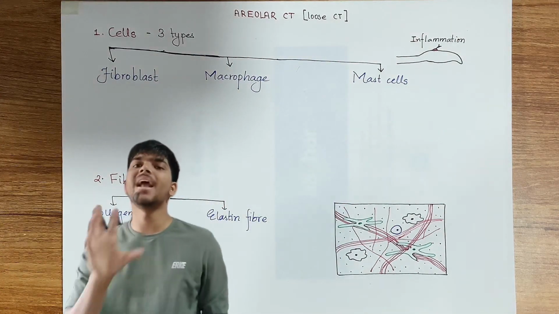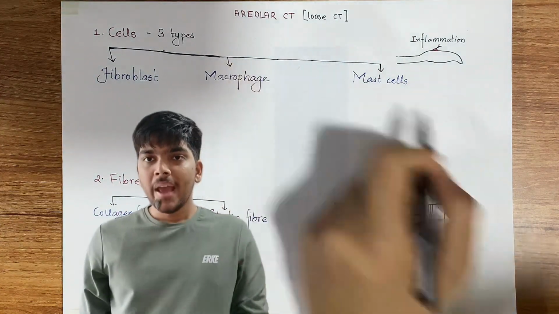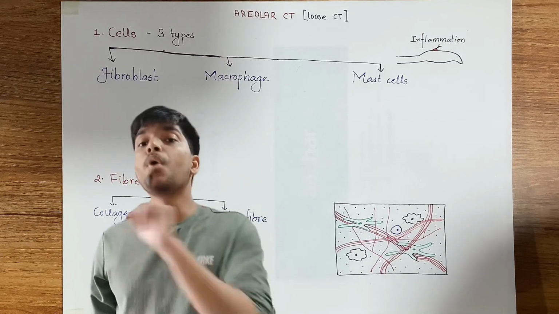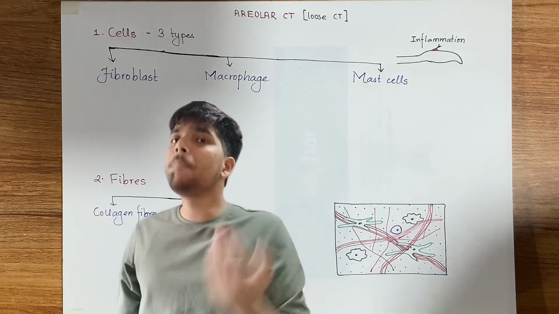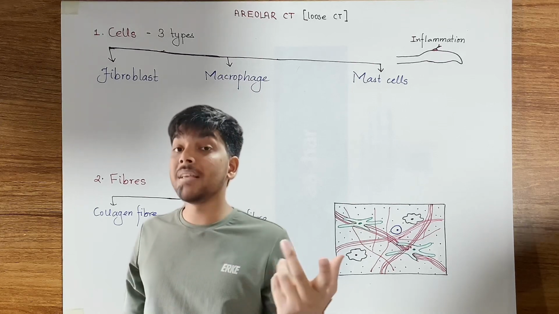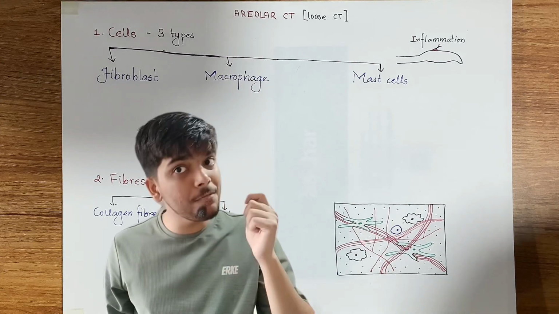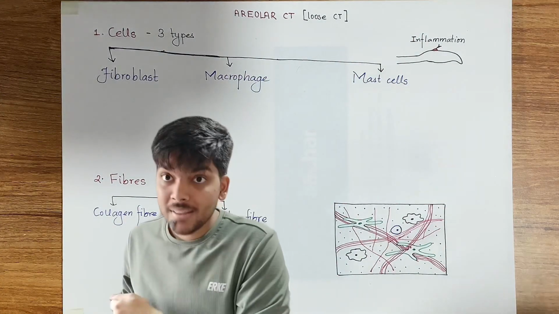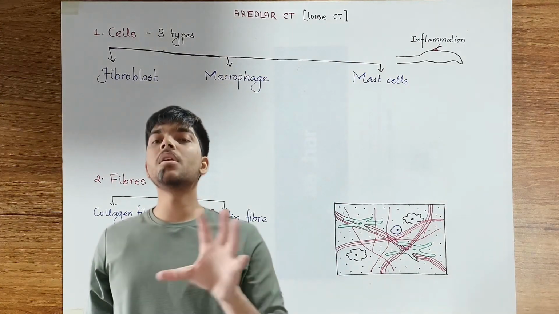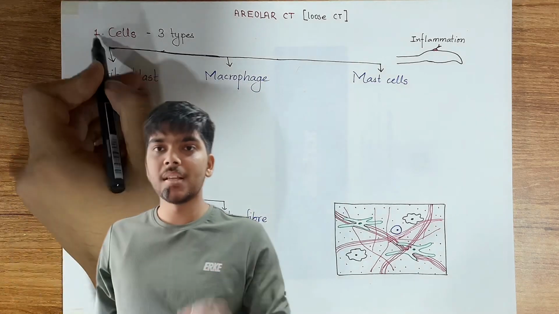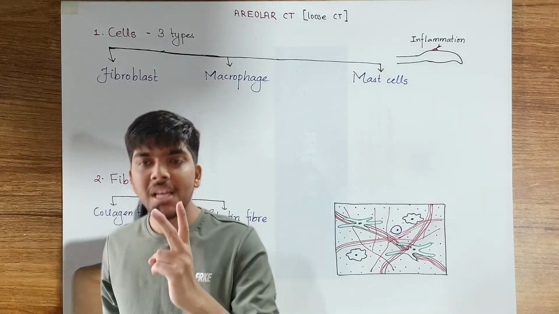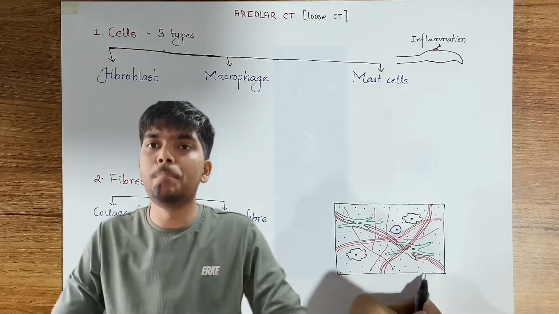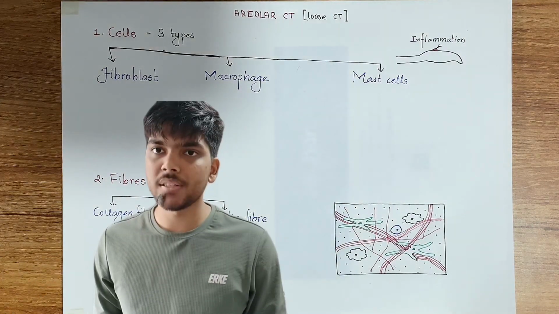Firstly, we are going to deal with areolar connective tissue. Areolar connective tissue is kept under connective tissue proper. Why? Because it's a proper connective tissue. That means it contains all the typical features a connective tissue is expected to have. That is, an areolar connective tissue contains cells, fibers, and these cells and fibers are present on a ground or base, which is known as matrix.